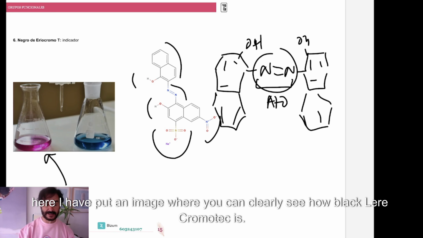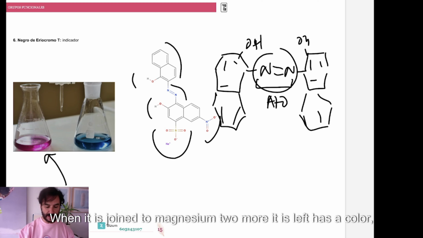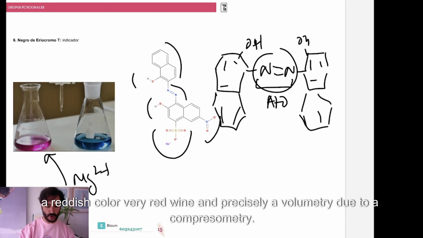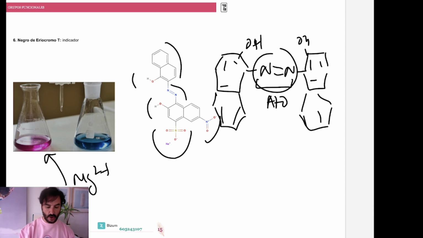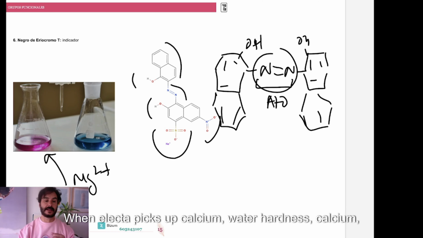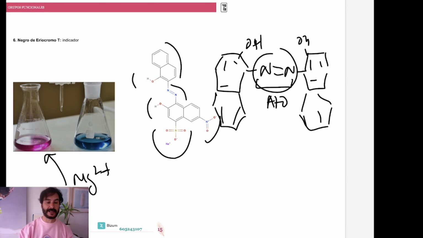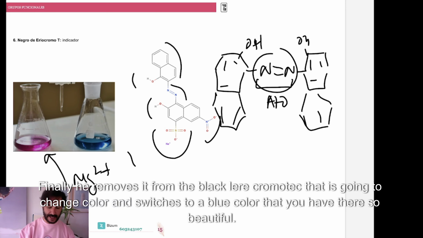Okay, here I have put an image where you can clearly see the Eriochrome Black T. When it is joined to magnesium 2+, it has a reddish color, very red wine, and precisely it is a complexometric volumetry. When EDTA picks up calcium and magnesium, the water hardness, it removes them from the Eriochrome Black T, which is going to change color and switches to a blue color that you have there, so beautiful.